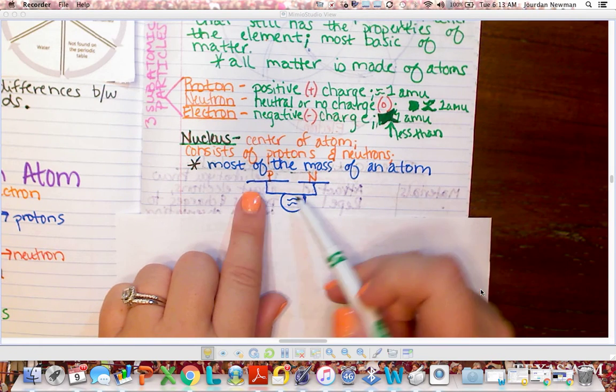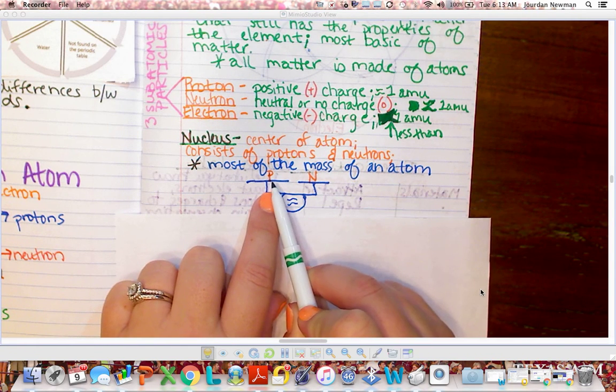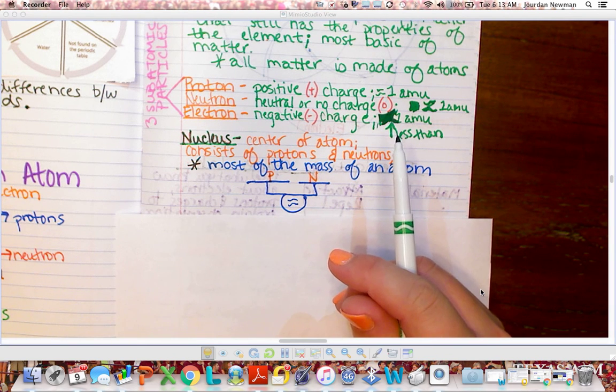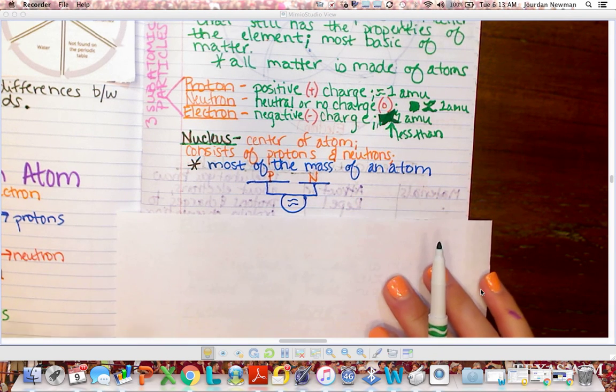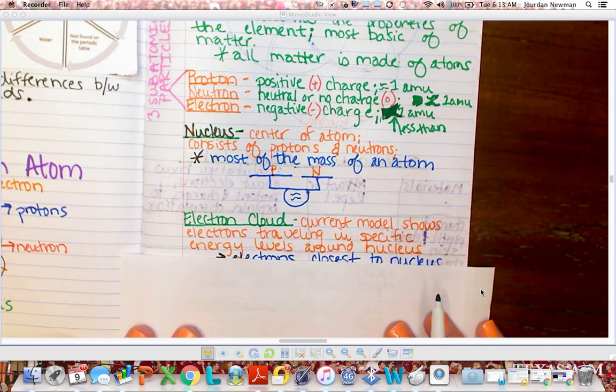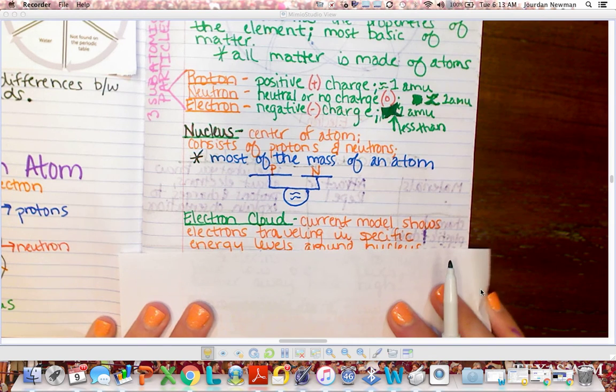Okay, and as you can see, I just drew a scale that they're approximately equal. Okay, protons and neutrons are almost equal with that 1 atomic mass unit. So that's why most of our mass is in the nucleus.